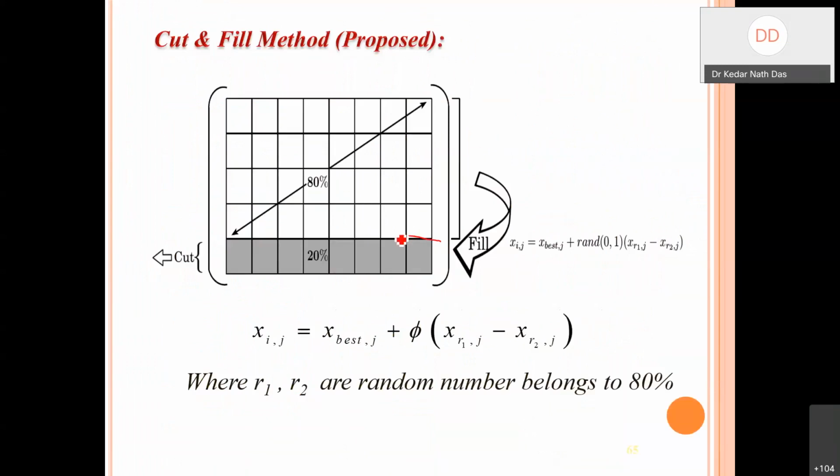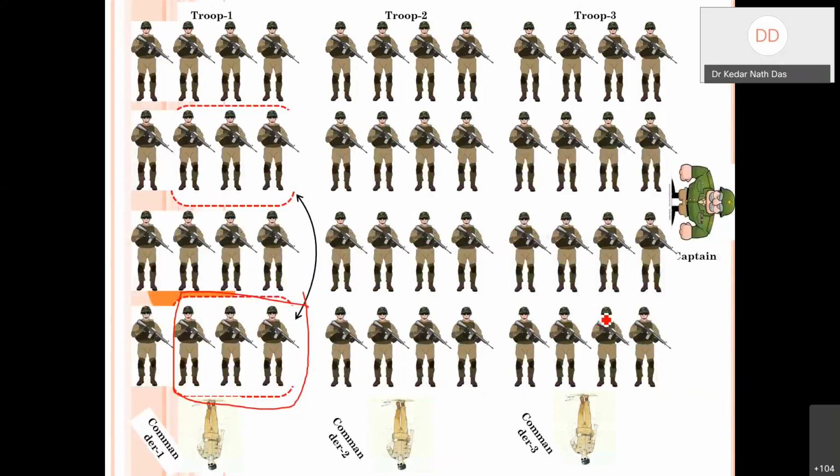For one part of 20%, we have taken fine tuning, and this 20% will be filled by the other part. This has been developed by a mathematical expression, where this 20% of the population is cut and will be filled by fresh candidates or fresh strings generated by this formula. So this is based on the troop search algorithm.